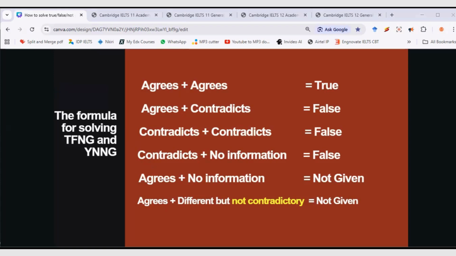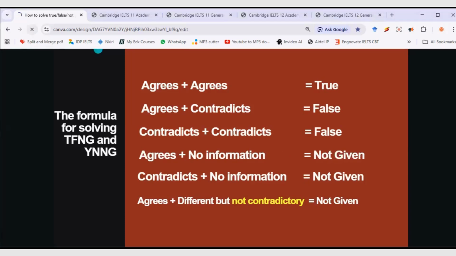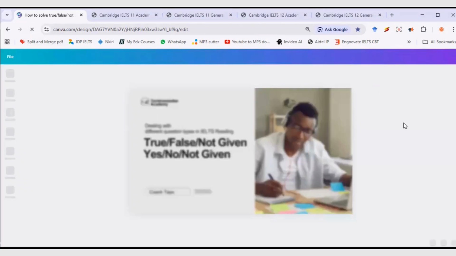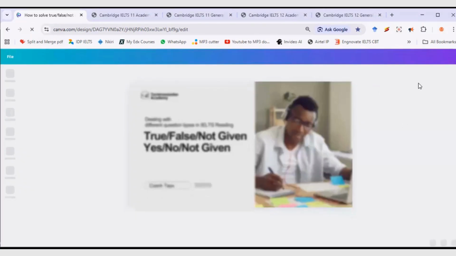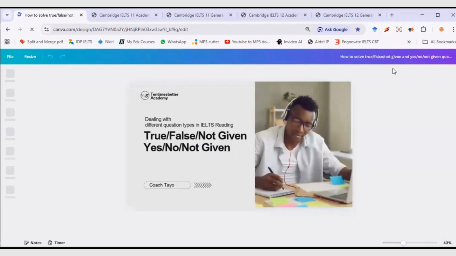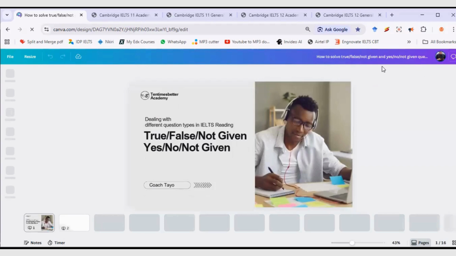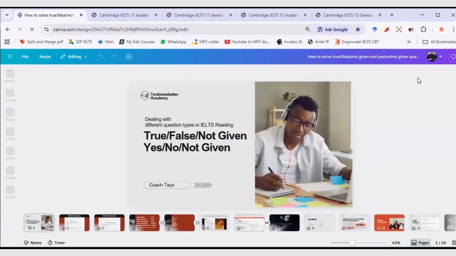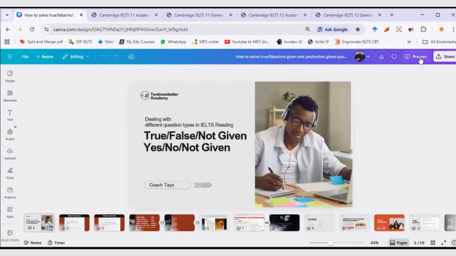So I want you to take note of that. Very, very important. Not given can cause a lot of confusion, it's very tricky. A lot of candidates confuse not given and false. That's what they confuse most often. So you need to take note of that and be sure that what you are dealing with is fully contradicted for you to pick false. There must be a clear contradiction. Hope you get my point.